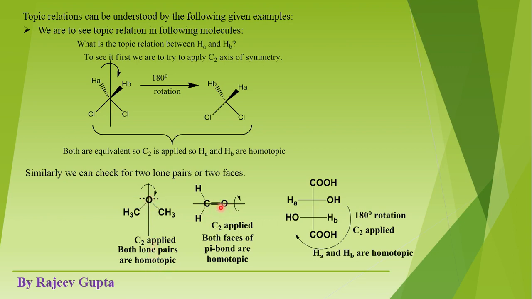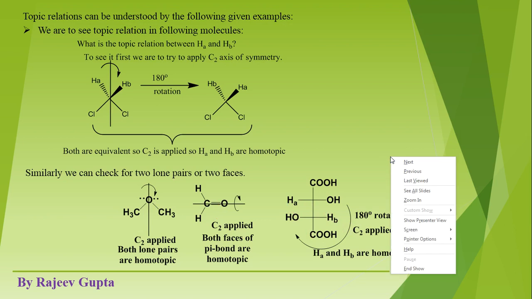Here, the 2 faces of this pi bond, the carbon-oxygen double bond, which contains a sigma bond and a pi bond. That pi bond has pi molecular orbitals with one lobe on the upper side and one lobe on the downside of the molecular plane. When we apply this C2 axis and rotate by 180 degrees, this portion goes to this side and the upper portion goes to the downside, and we get an equivalent configuration. So these two faces of the pi bond are homotopic.